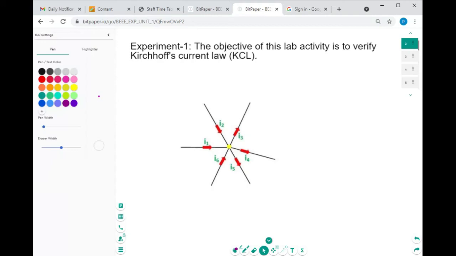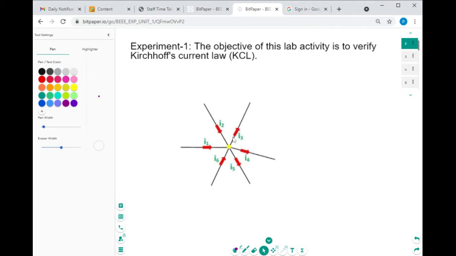Incoming currents are present right here, and those incoming currents are I2, I1 and I6. The incoming currents at a particular node are equal to the outgoing currents. So what are those outgoing currents?